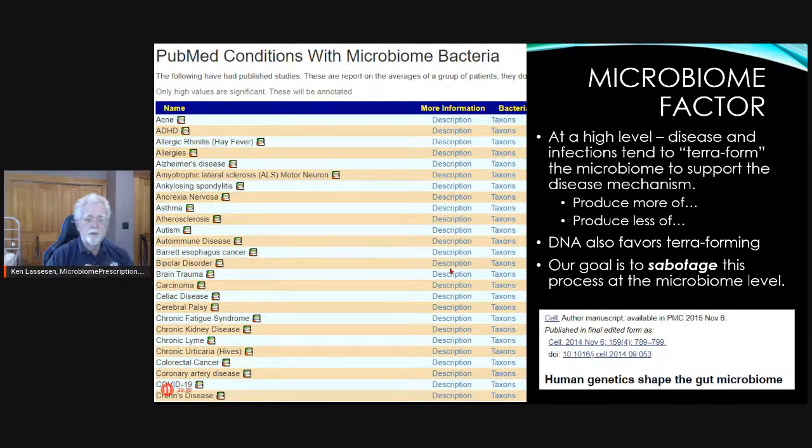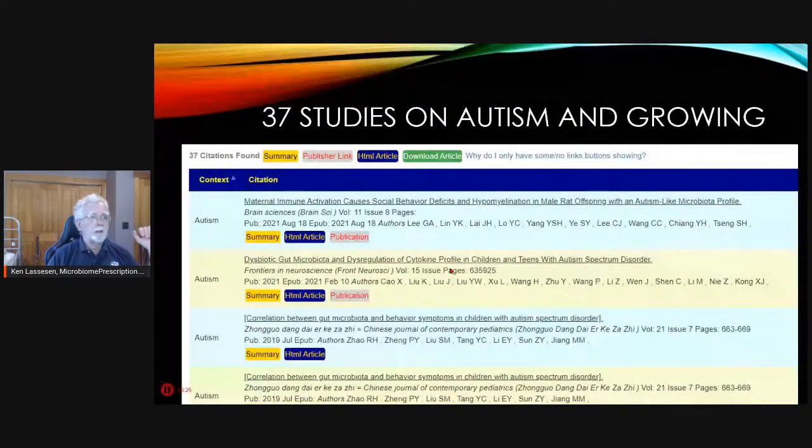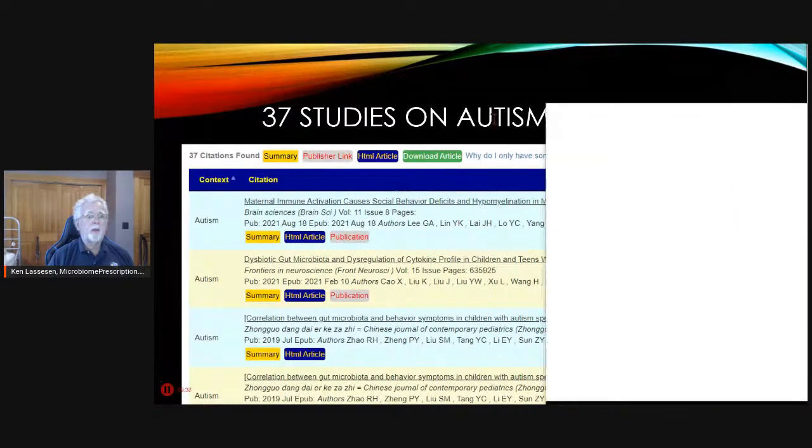Down at the bottom are some citations about genetics and the microbiomes. For those who are wondering, yes, it is a factor. The microbiome is full of factors that potentially complicate trying to do a simple solution. Here we have studies on autism and they are growing. And I'm just going to swing over and bring across a page.